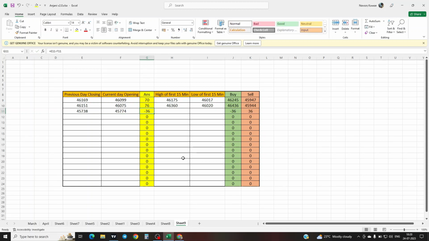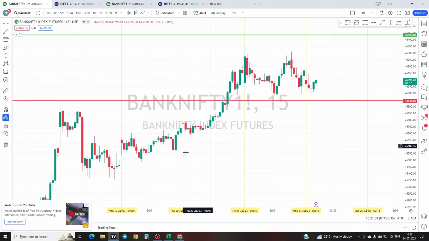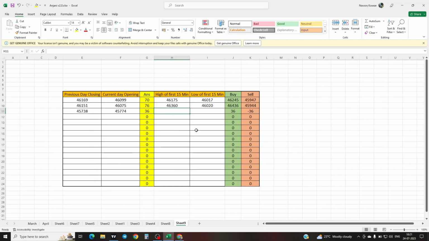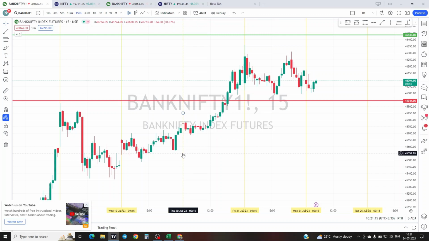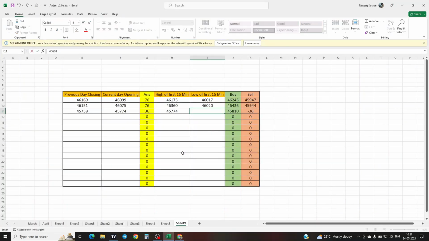Once we get a negative value over here, make sure that you change the negative value to positive, that is from minus to plus. You don't need to do anything, just type it manually as 36 and enter it, that's all. So what is the high generated? 45774. What is the low? Low was 45668. What are the values we got for buy? 45810.